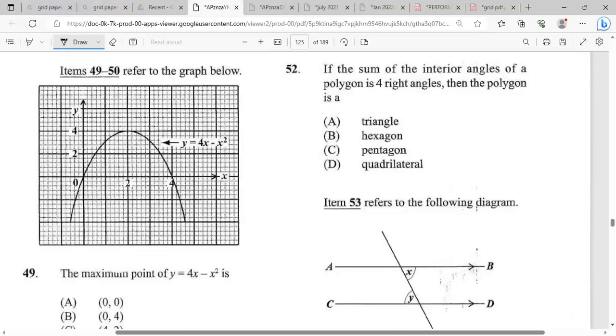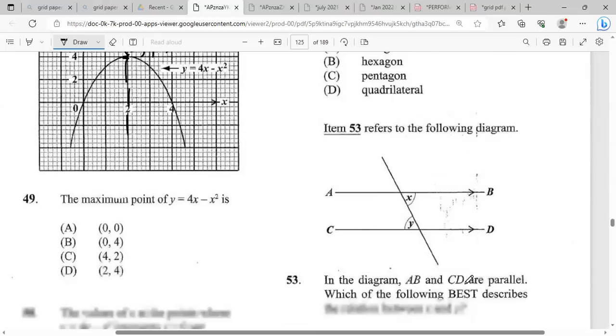The maximum point of y equals 4x minus x squared is the highest point on the graph. So that's read over x first. So it's 2, 4. So it's a maximum turning point. If they ask for the axis of symmetry, it should have been 2, which cuts the graph into exactly 2 equal parts. So if you fold them together, they fold exactly. So that was 2, 4.